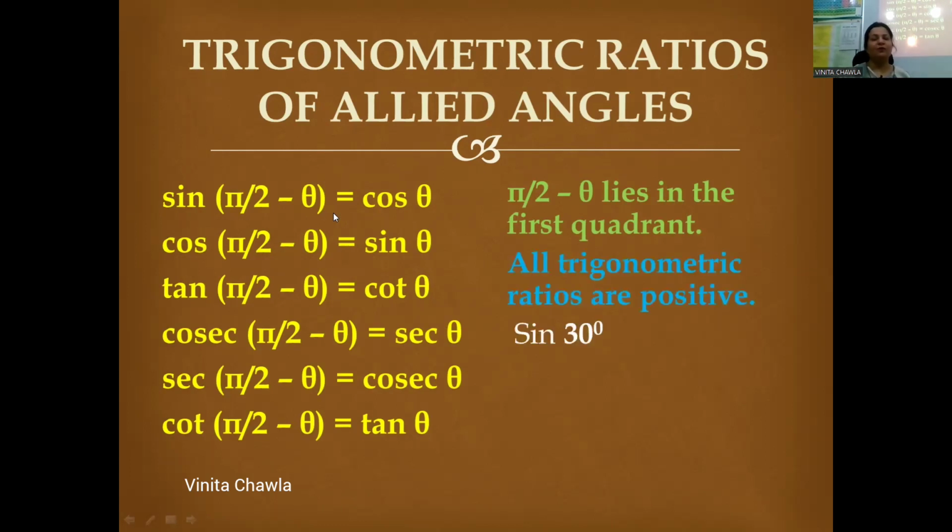So if we have sine 30 degree, we can write it as cos 60. See, 30 is 90 minus 60. So sine 30 can be written as sine of 90 minus 60. Now use this formula: we have sine pi by 2 minus theta as cos theta. This 90 degree is pi by 2, and for theta we have 60 degree. So this can be written as cos 60 degree. Is it?